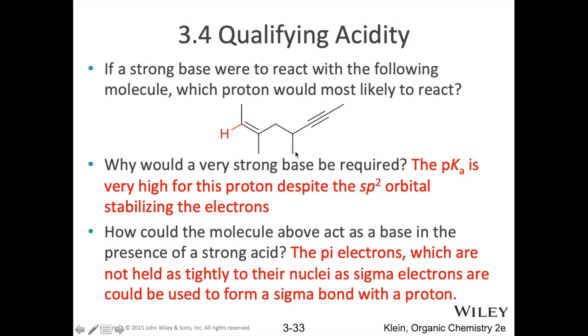Anywho, my point here is that even with this sp2 hybridization, where that orbital has a pKa that's a little bit lower, let's say in that ballpark of about 45 instead of 50, 45 is still a pretty high pKa. You're still going to need a very strong base to deprotonate there. So something to keep in mind.